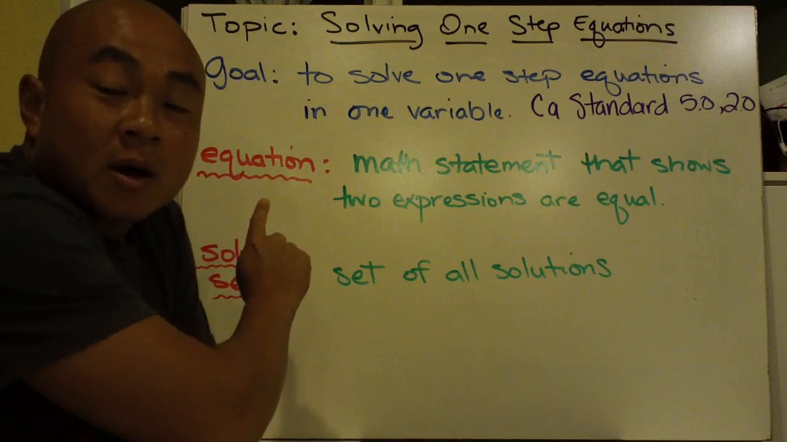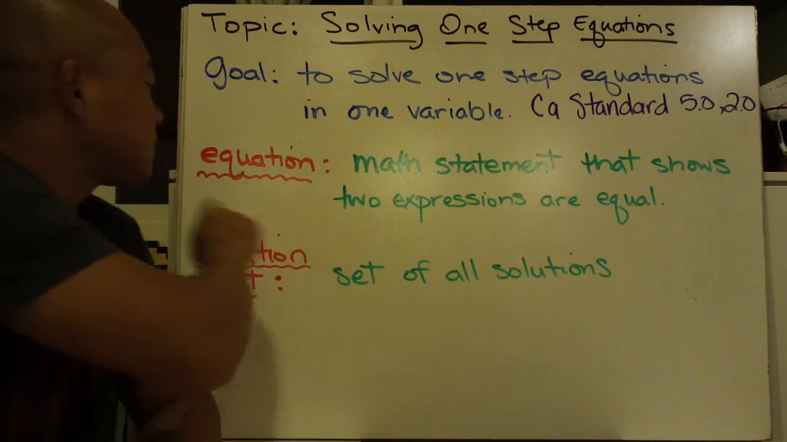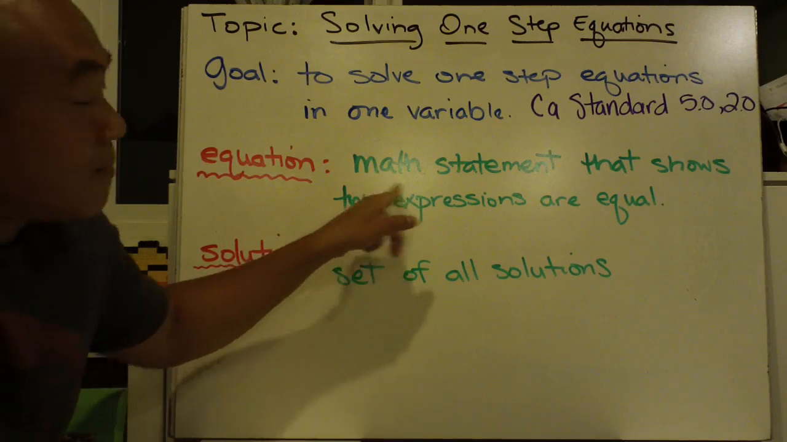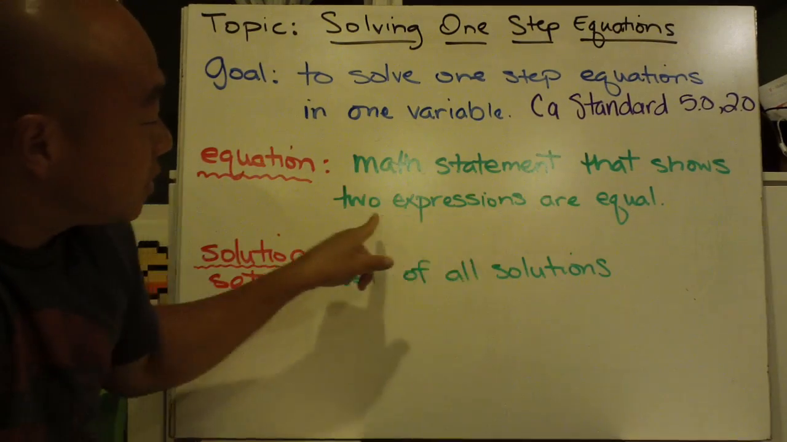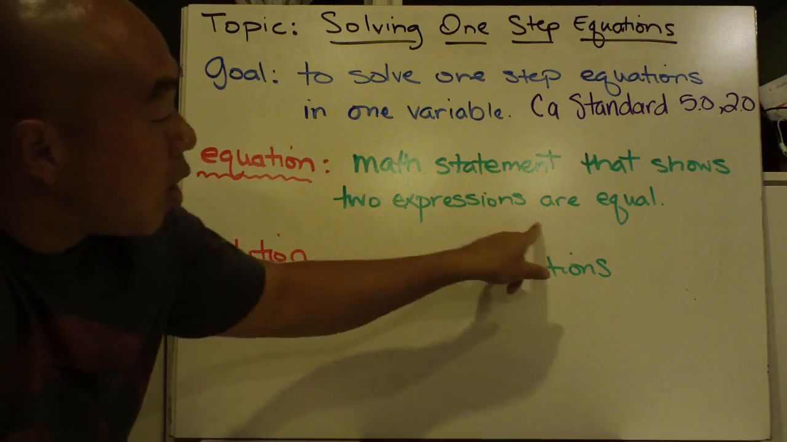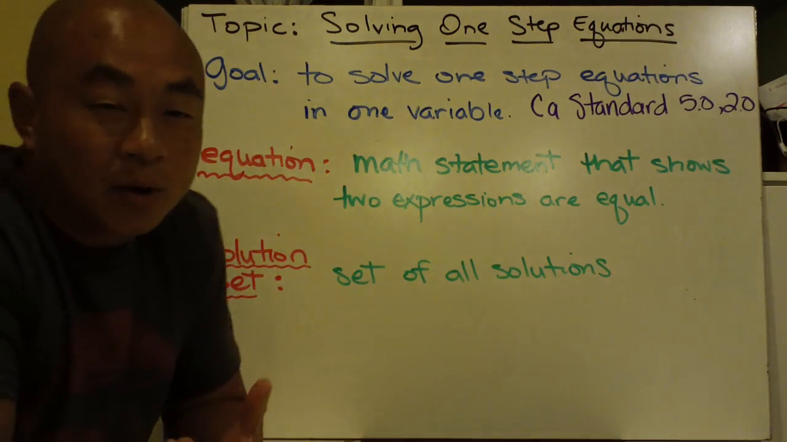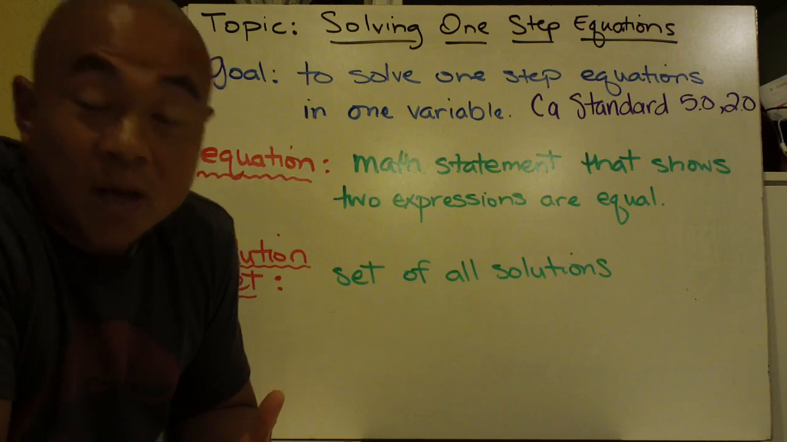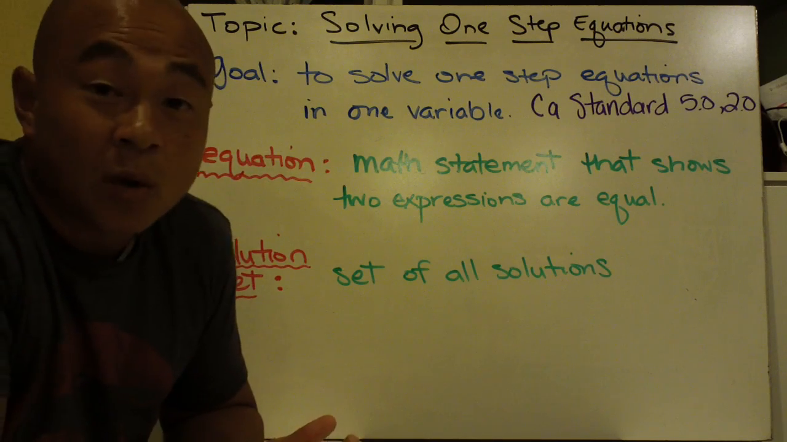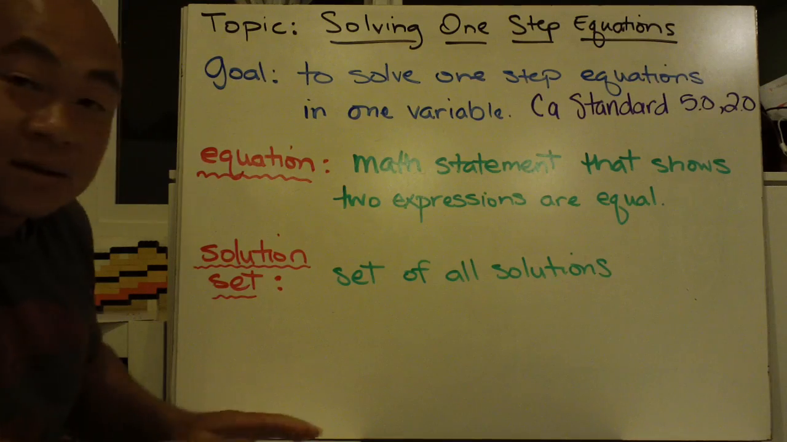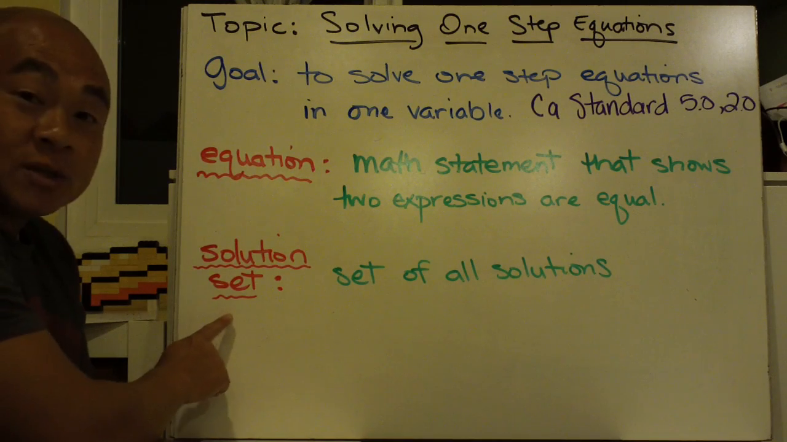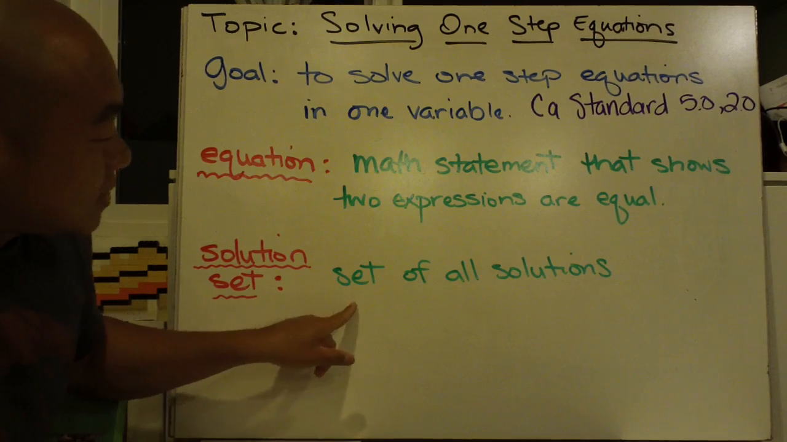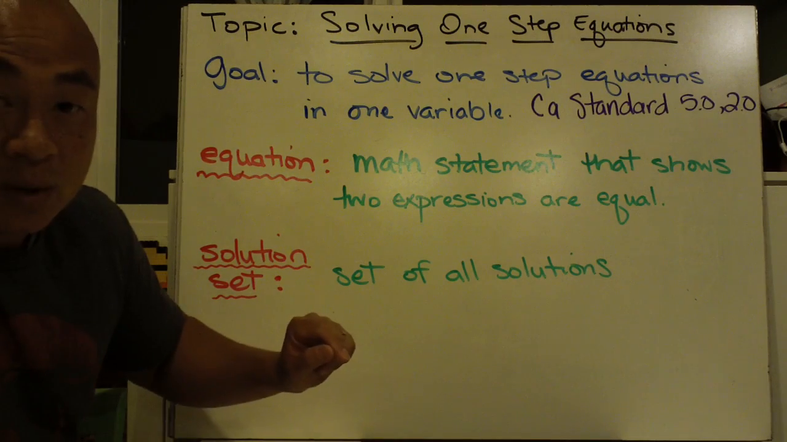So let's go over our vocabulary. First word, equation. An equation is a math statement that shows that two expressions are equal. And how you normally see an equation is with an equal sign, hence the word equation. Next is the word solution set. A solution set is a set of all solutions.